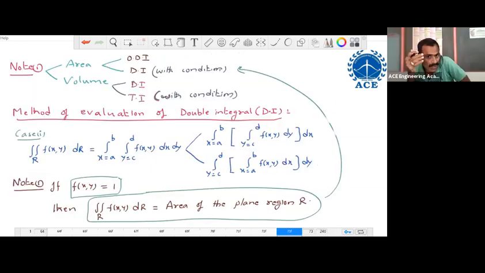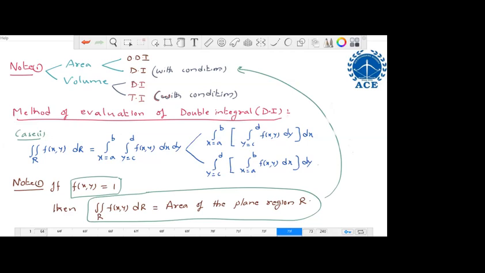For the same thing, in a single integral also, the function must be continuous in the interval and integration possible. Then only we can write the value. Like that, here also the function should be continuous.